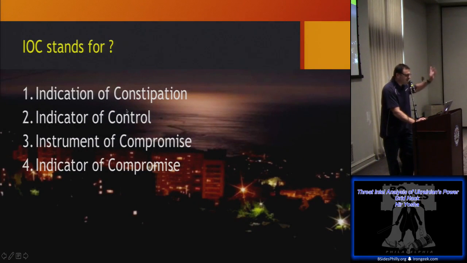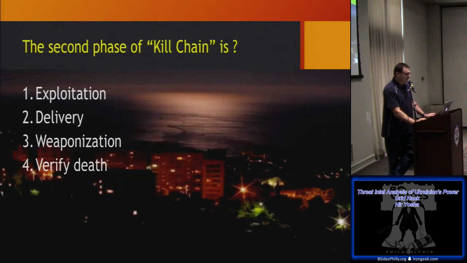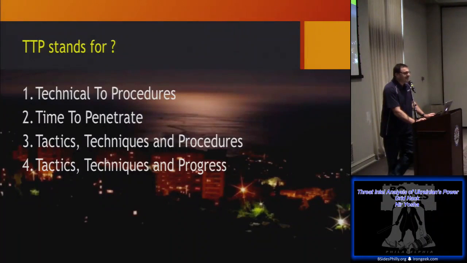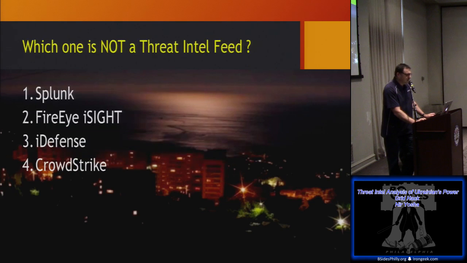Little quiz. What does IOC stand for? 1, 2, 3, or 4? Indicators of compromise. We're going to run it fast. Kill chain. Which one is the second phase of the kill chain? Anyone? Weaponization. TTP stands for... techniques, exactly. Tactics, techniques, and procedures.